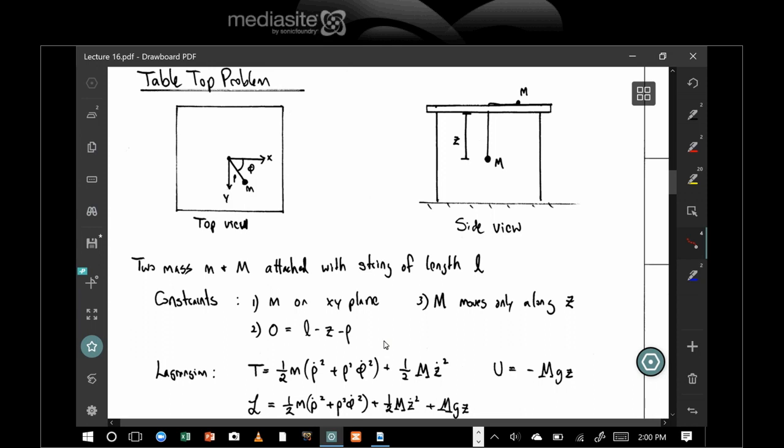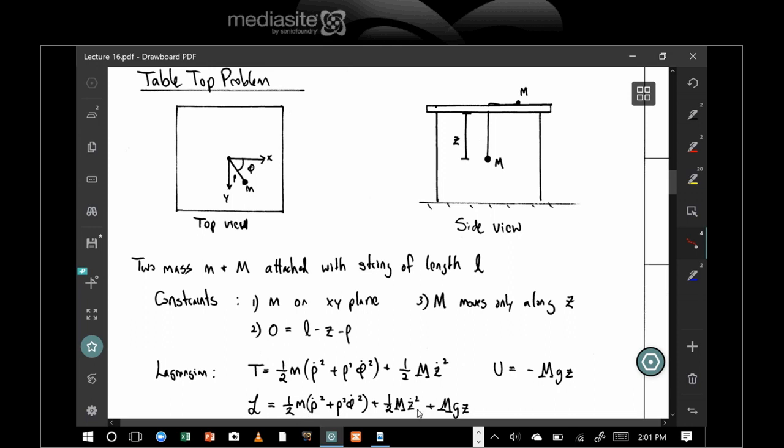Now, take a look. There are two variables. This is a two-dimensional motion problem, and my two variables are both phi and rho. If you look at the functional form of the Lagrangian, is there a phi in it? Sorry, I said rho. Let's take a look at rho. Is there a rho in here? Yes, there's a rho and a rho dot, so rho is not a cyclic variable.